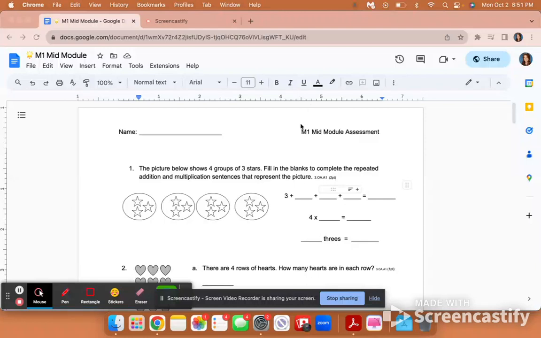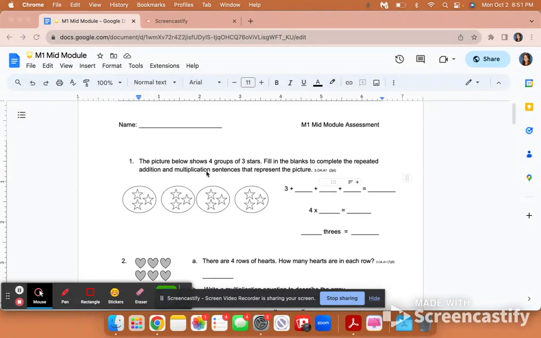Hello, third graders. This is your Module 1 mid-module assessment. Just make sure to pause after I read each question so that you have time to complete it.